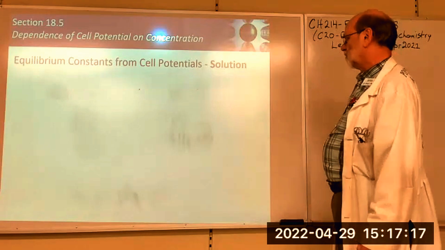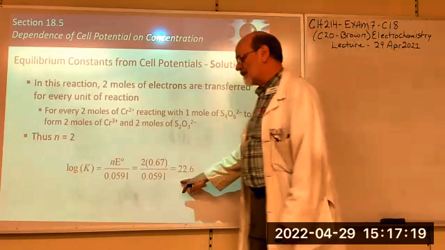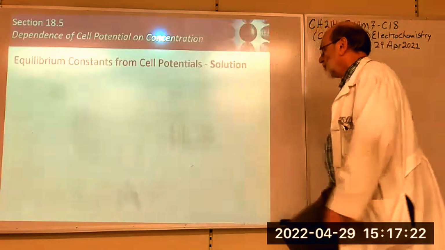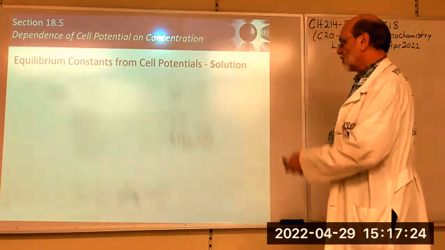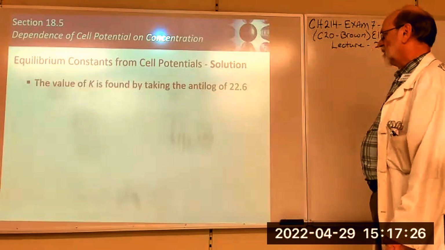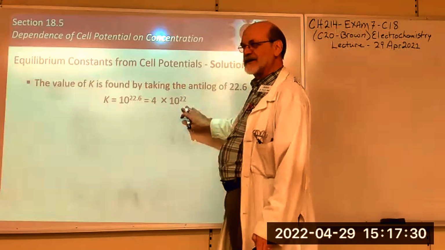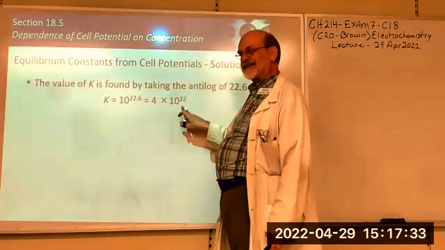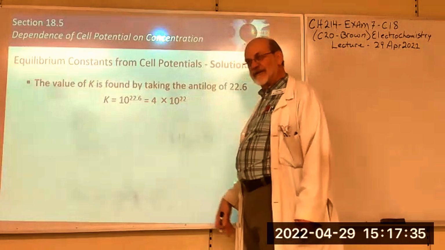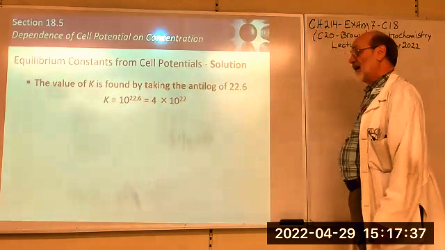Oh, excuse me. We're not done yet. That's the log of K. I'm sorry. So we have to take the anti-log of 22.6. That's even better. 4 times 10 to the 22nd is the K for that reaction. It's massive.